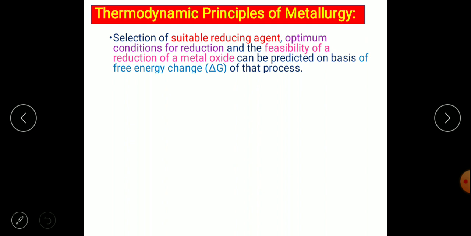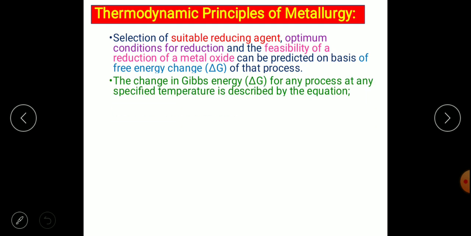This can be predicted on the basis of free energy change, that is Gibbs free energy. You have heard about this in the thermodynamic aspects of that process. The change in Gibbs free energy for any process at any specified temperature is described by the equation delta G = delta H minus T delta S. Here delta G is the change in Gibbs free energy, which can be expressed in kilojoule per mole. Delta H is the change in enthalpy, and enthalpy is also an energy, expressed in kilojoule per mole.